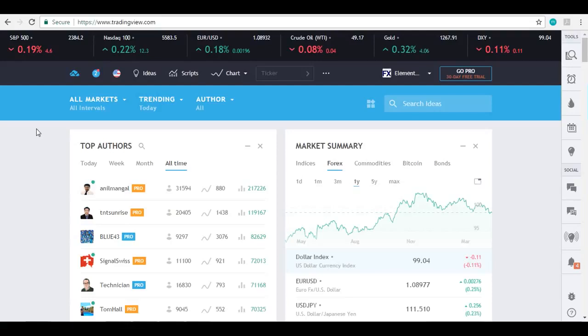For today, I just want to go through the different tools you can use so you can get used to it to analyze your different setups and potential trades. But before we go into the charts, I just want to introduce you to the homepage of tradingview.com.